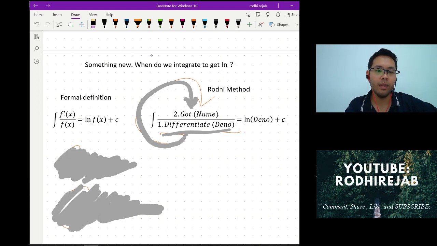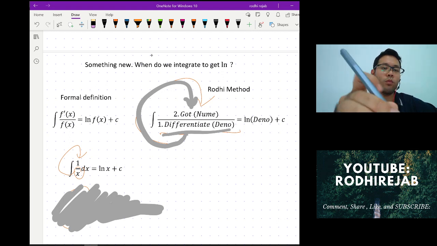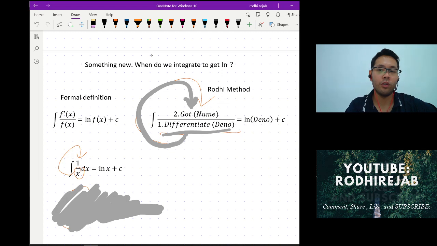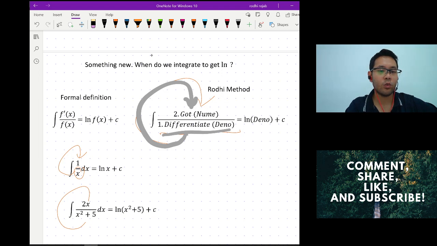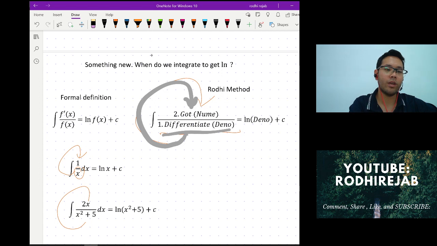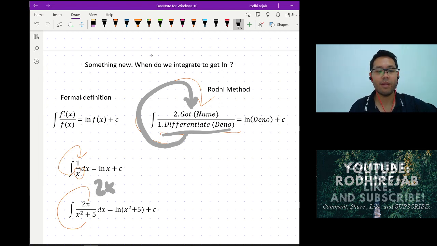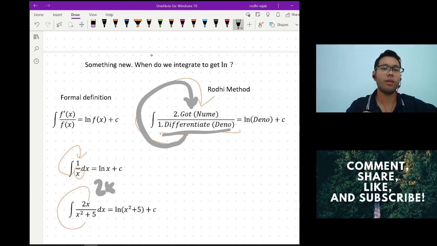Okay. So I give you several examples here. So 1 over x, in this case, differentiating x, we get 1. So you get the same as the numerator, so that's why you get ln x plus c. I give you a harder example, it's going to look something like this. x squared plus 5, if I differentiate x squared plus 5, I get 2x up there. Since I get 2x up there, I get ln of x squared plus 5, plus c. Okay, so the idea remains that way. If you understand the basic idea, you understand the basic pattern, you'll be pretty much fine.